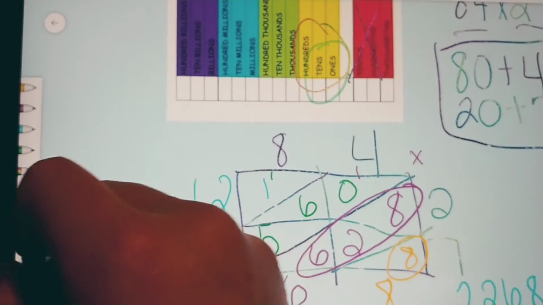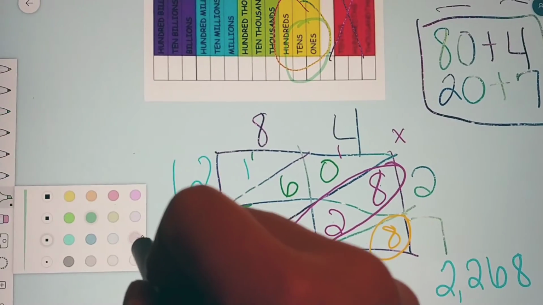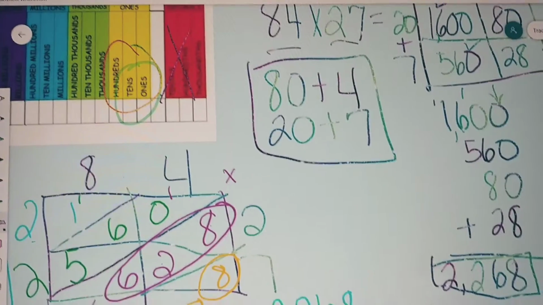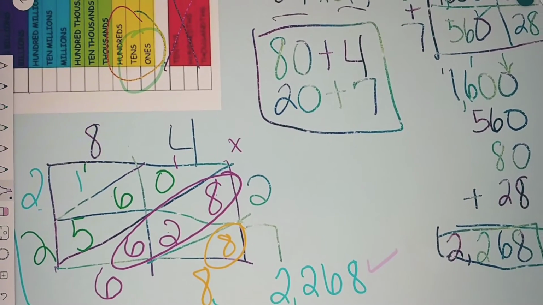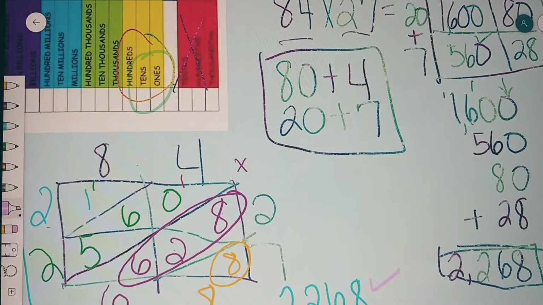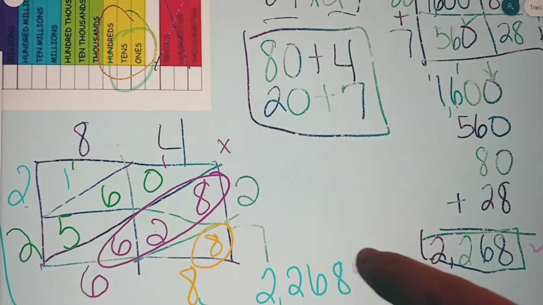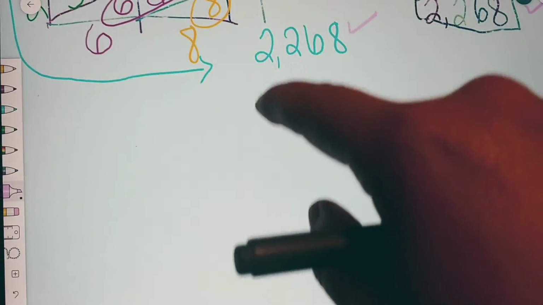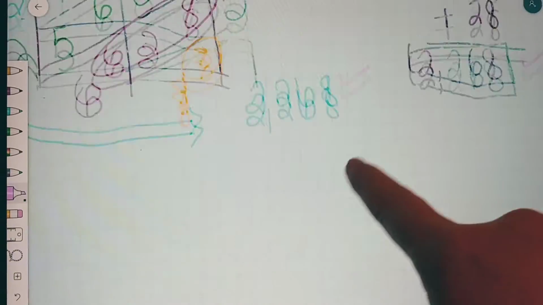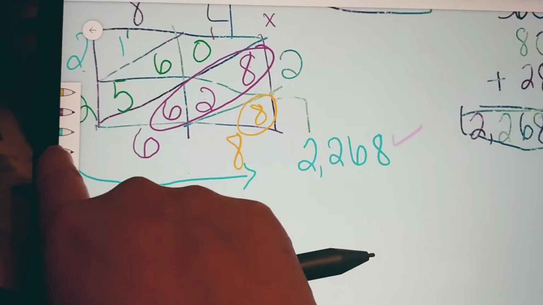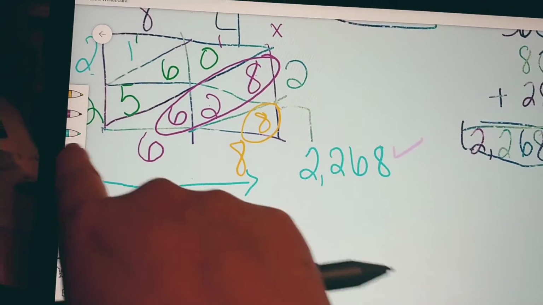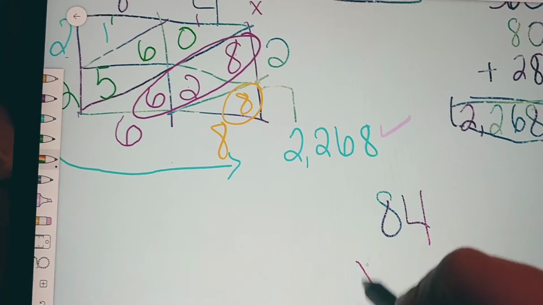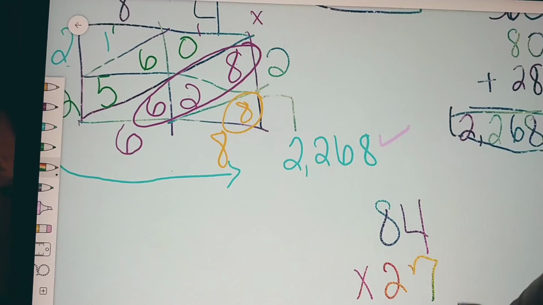Let's go over here. I'm going to change it to purple because I just want to. Let's see if we got the same answer. Yes, we do. Okay, I'm going to show you one final way to do this, and that's the standard algorithm. I'm going to do it with rainbow colors because I just want to. So we have 84 times 27.